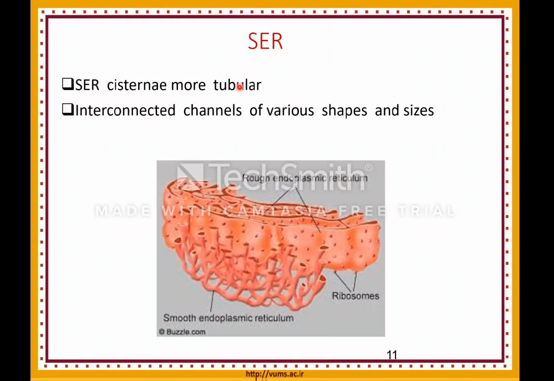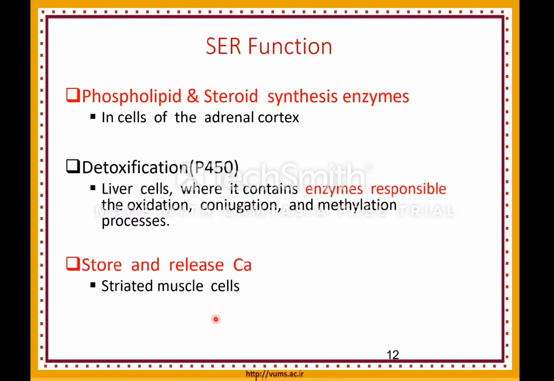The other type of endoplasmic reticulum is smooth endoplasmic reticulum. SER cisternae are more tubular, not sac-like, and these channels are interconnected in various shapes and sizes. SER is involved in phospholipid and steroid synthesis enzymes, such as in the cells of the adrenal cortex.